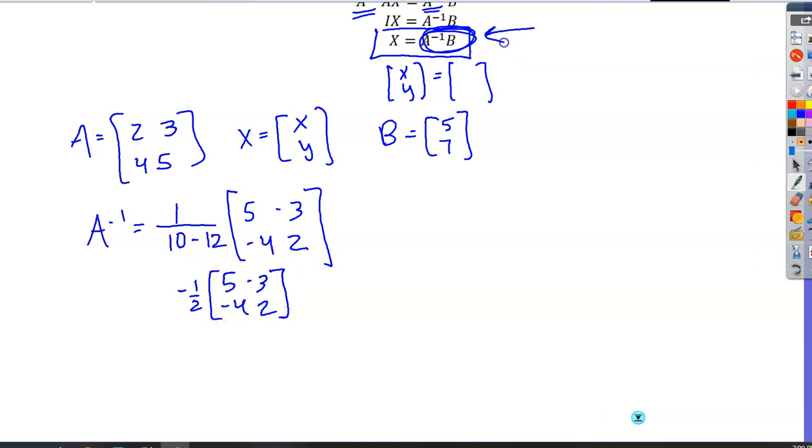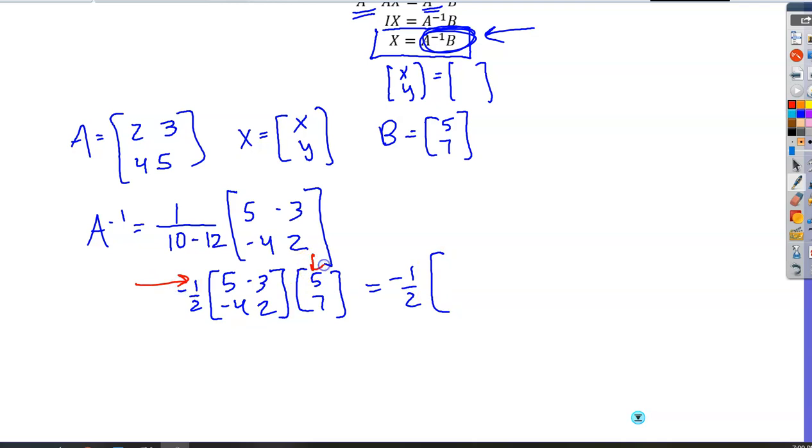And then remember, to solve, I have to do A inverse times B. B was 5, 7, so I can just attach it to the end. Now, scalar multiplication means I can do the negative 1/2 last. So I can just do the multiplication here and then multiply everybody by negative 1/2. So let's do it. So matrix multiplication, here we go.